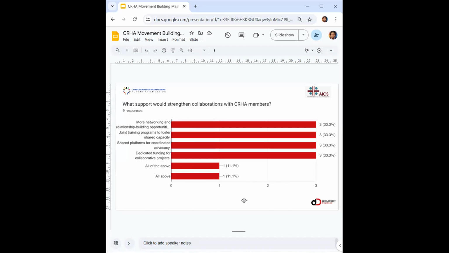And then, speaking about how to strengthen collaboration within the members of CRHA, we had a very interesting mix between having more networking and relationship building opportunities, having joint training programs, having shared platforms for coordinated advocacy, and having dedicated funding for collaborative projects. And so again, we see the theme coming up around funding and resources. And this is going to be a huge conversation that we'll especially dive into tomorrow.